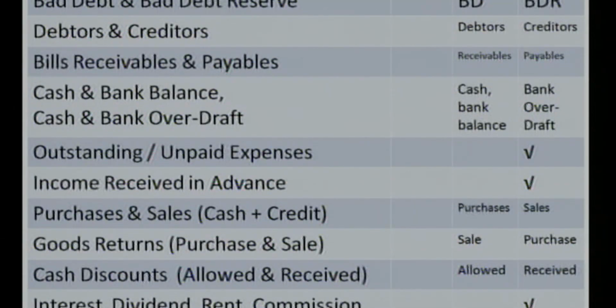Next one on your screen, outstanding or unpaid expenses. Both, either the outstanding or we may name it unpaid expenses, they are the liability of the business, so it bears the credit balance. Next one, income received in advance. Again we have received the income in advance, so at the end of the year it is the liability of the business, so again it bears the credit balance. Now the important part, that is the purchase and sales, either cash or credit, or maybe the sum of the two. Purchases being the expenditure of the business, it bears the debit balance, and sales being the income for the business, it bears the credit balance.